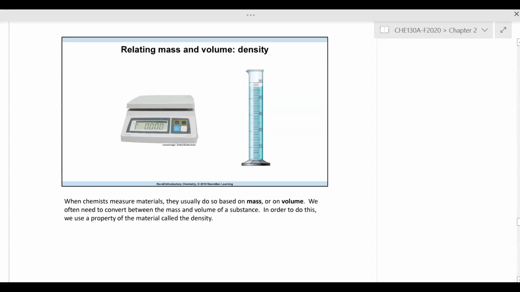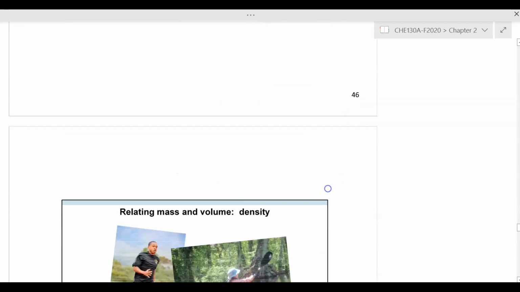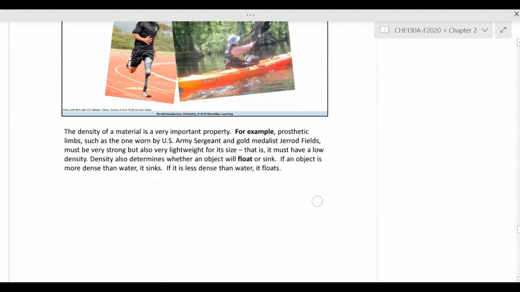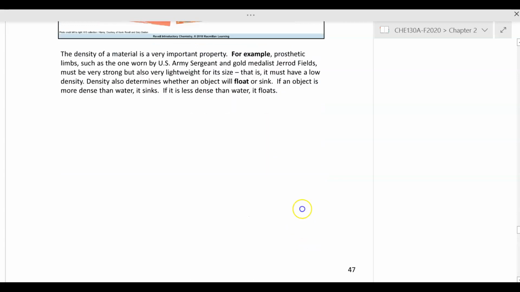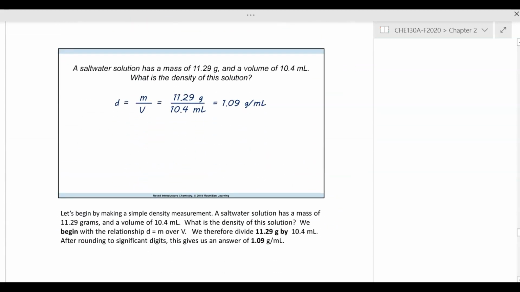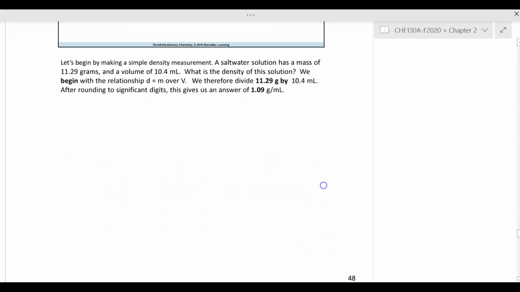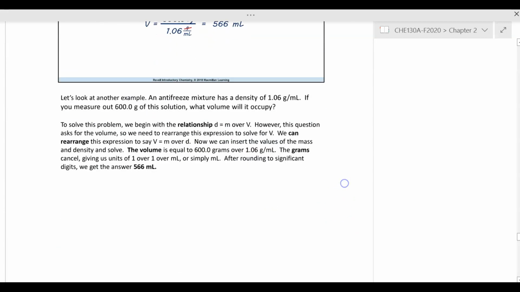Density is that relationship between mass and volume, and that's the formula again. And density is important in terms of whether things sink or float. So the kayaker is floating because the total density of the kayak and the kayaker is less than the density of water, which is 1. Here's a sample calculation of density for mass and volume with correct sig figs. Here's another example.